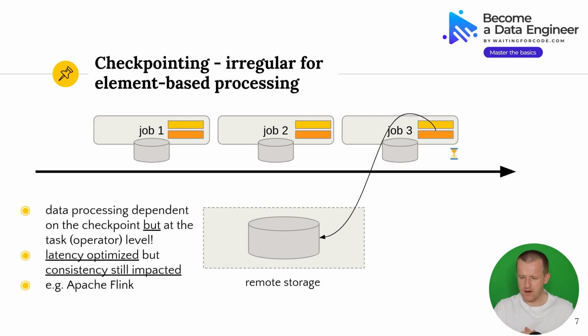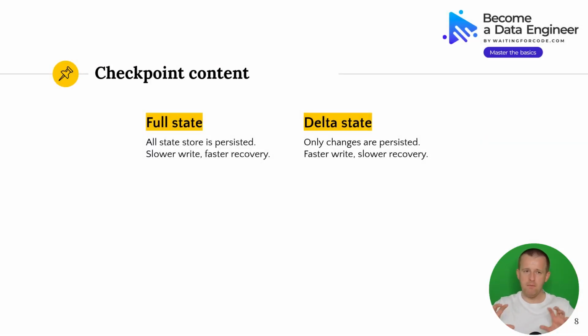Typically it's dependent on the data processing, but at the smaller task level it's optimized for latency. Of course, as you see already, it also has some implications on the consistency. For example, you can find this kind of mechanism in Apache Flink. And this is not the only point related to fault tolerance.